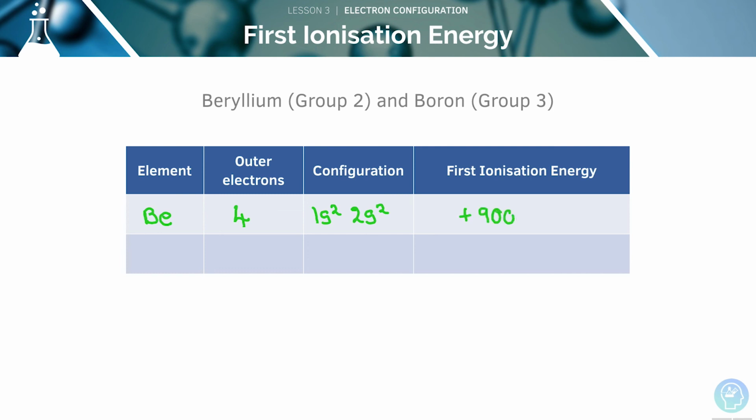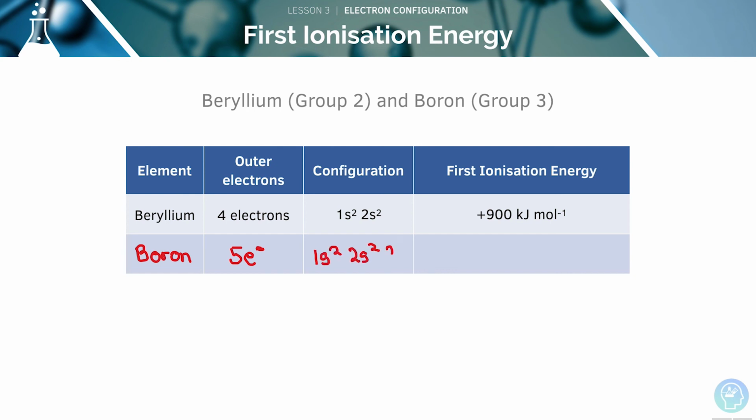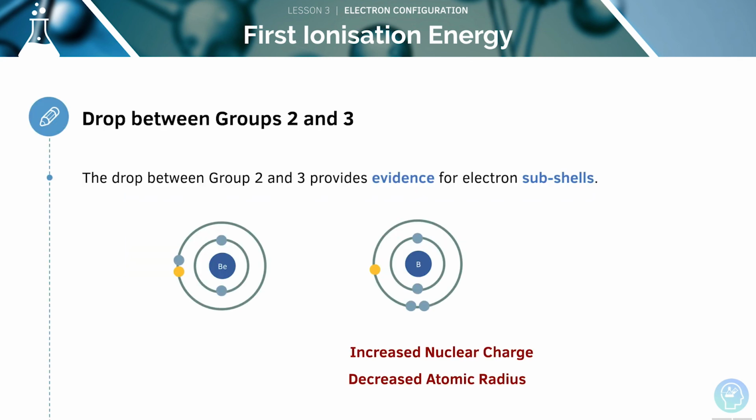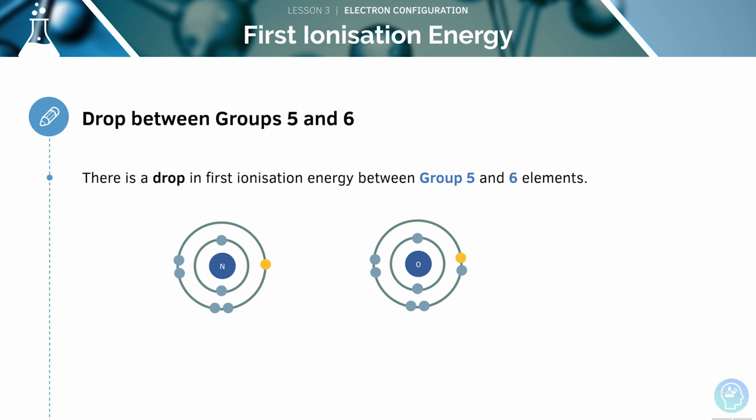We'll start off by looking at beryllium. This has got 4 electrons, and its configuration is 1s2, 2s2. Its first ionisation energy measures at plus 900 kilojoules per mole. We'll now fill in the same data for boron. This has got 5 electrons, and the configuration would be 1s2, 2s2, 2p1. Its first ionisation energy is only 799 kilojoules per mole. The change in the usual pattern of ionisation energies can only be explained by the presence of subshells.